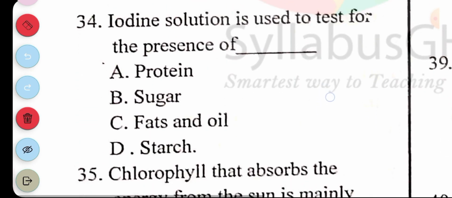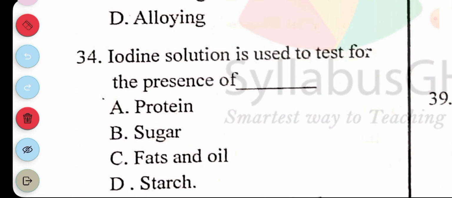Question 34. Iodine solution is used to test for the presence of A, protein, B, sugar, C, fat and oil, D, starch. And the answer to question 34 is D, starch.